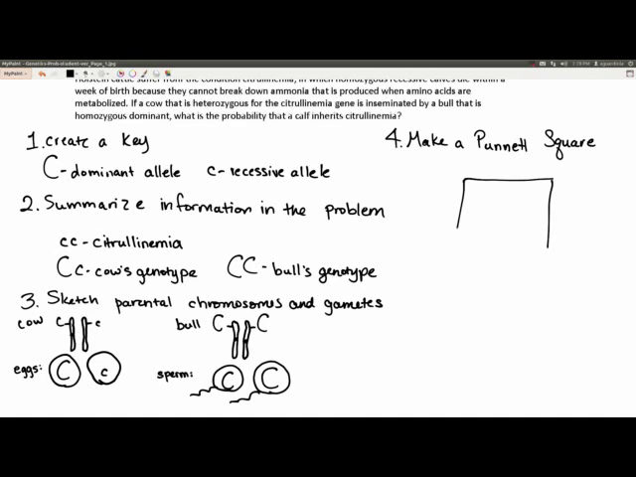You will take the gametes that you made in step three and use them in your Punnett square. So we've got the two alleles from the cow, the dominant allele here and the recessive allele here, so those are two possibilities for gametes, and then for the bull, there are the two possibilities for gametes. Okay, and then we'll fill out the Punnett square.